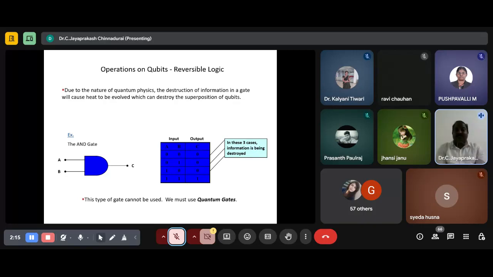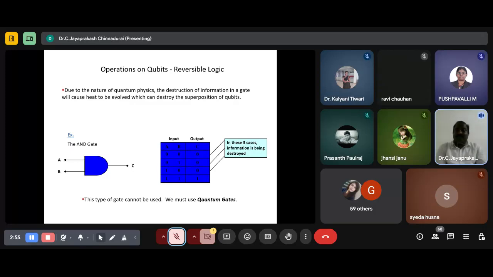A two-input AND gate, and we have one output. The inputs are A and B, and C is the output. For the state 0, 0, the output is 0. You know very well about that gate. For 0, 1, the AND gate output is 0. And for 1, 0, the output is 0. For 1, 1, we have output 1. So in three cases, information is being destroyed, and only for 1, 1 can we recover the inputs from the output. This type of gate cannot be used.